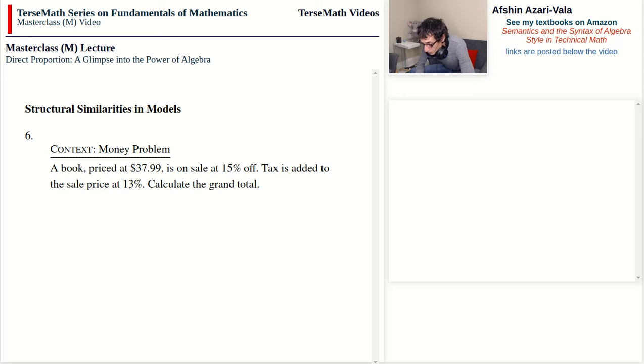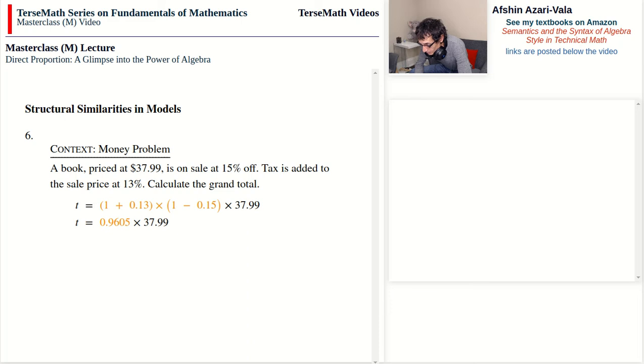And for this problem, the equation that we had was that the grand total is, we begin with the price, $37.99, and then find the sale price, which is 85% of the price, and then find 113% of the sale price. And we just noticed that if we work out the highlighted part, we'll end up with a percentage that's close to 96%. So the grand total is roughly about 96% of the price.